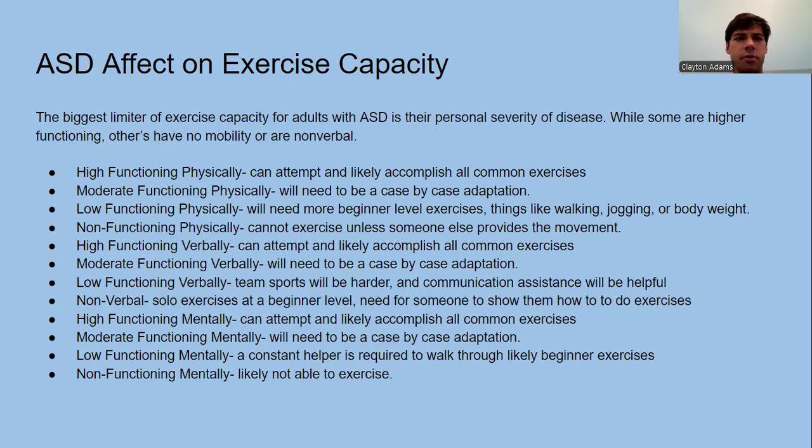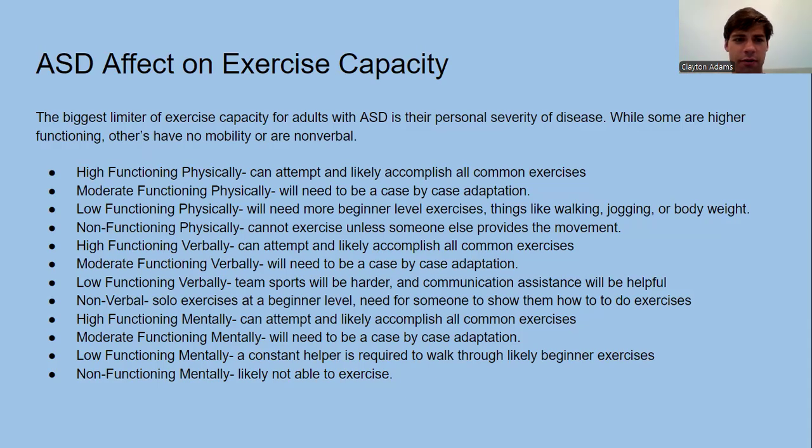Looking at autism spectrum disorder and its effects on exercise capacity over these next couple of slides. The biggest limiter of exercise capacity for adults with autism spectrum disorder is their personal severity of disease. So to break that down, if we look at 3 parts of ASD, physical, verbal, and mental, if they're high functioning in any form, it's likely that they can accomplish all common exercises, and there's maybe little that needs to be done in adjusting their exercise program for them.